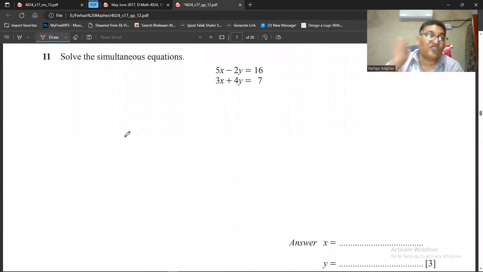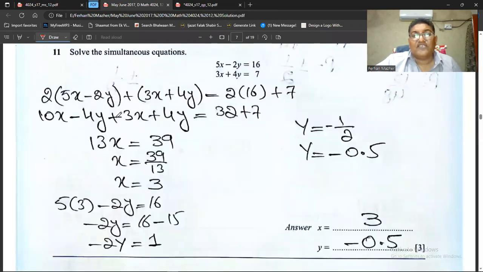It's a 3 marks question. He says solve the simultaneous equations. So we have 5x minus 2y equals 16, 3x plus 4y equals 7. Very simple. You can multiply the first equation with 2, and then you can add the first and the second equation, and that way y will be cancelled, and you will get the value of x. So the method is very simple.